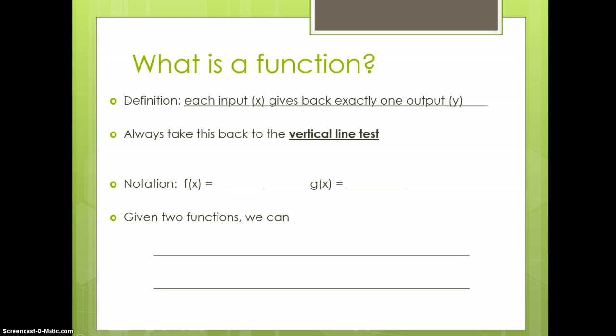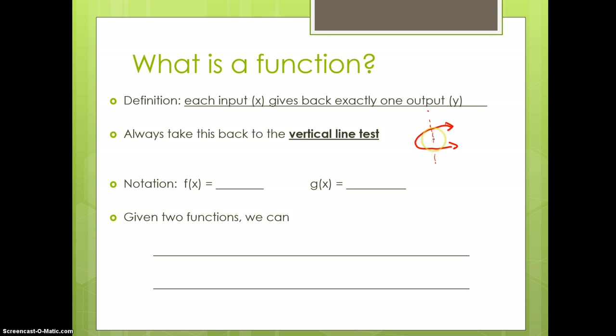A function, by definition, is when exactly one input gives exactly one output. I always take this back to the vertical line test. Given a graph, by definition, for each input, so for each x value, there will be only one y value. The reason I take it back to the vertical line test is because the vertical line test tells us if it's a function or not.